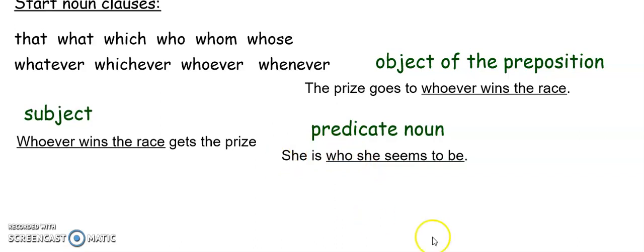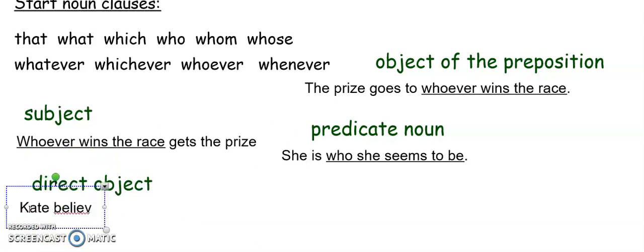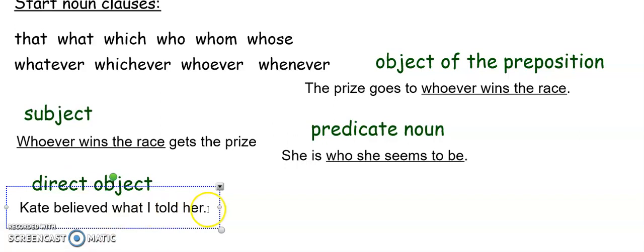It can be a direct object, for example. Okay? Direct object like this could be something like, Kate believed what I told her. Foolish Kate. Oh, okay. So what I told her, again, it starts with a relative pronoun. It has a subject and a verb. It's a dependent clause. It's acting as the direct object. Kate is the subject. Believed is the verb. Kate believed what? What I told her.